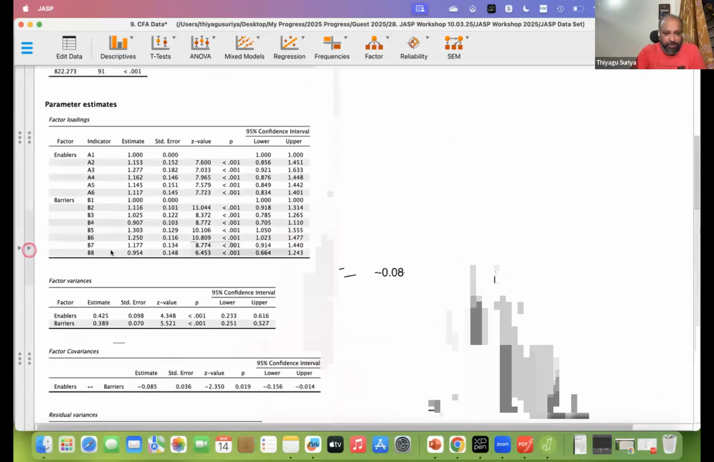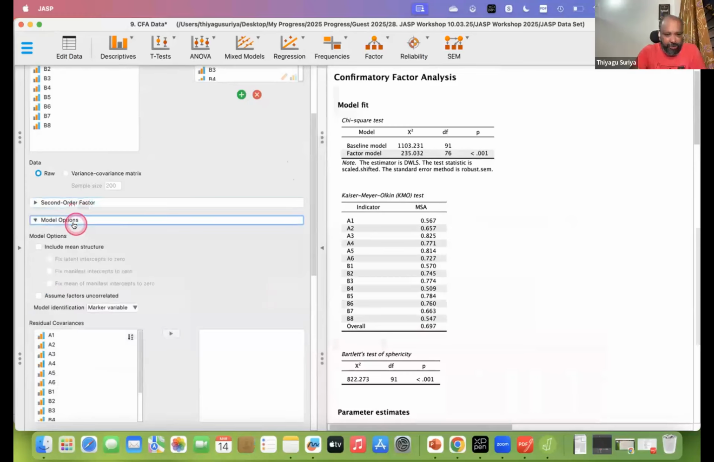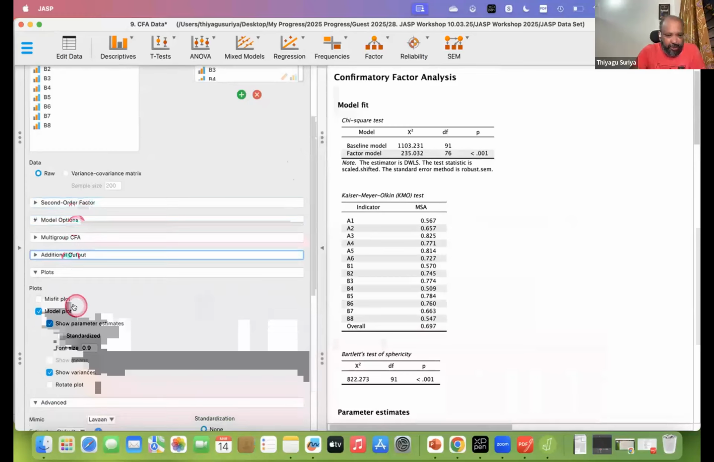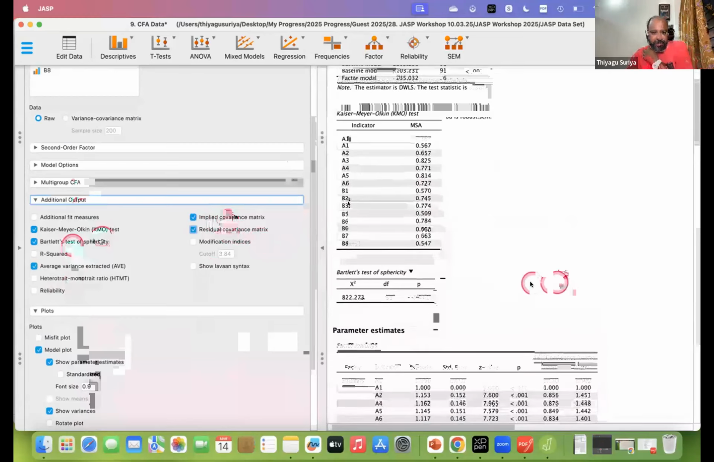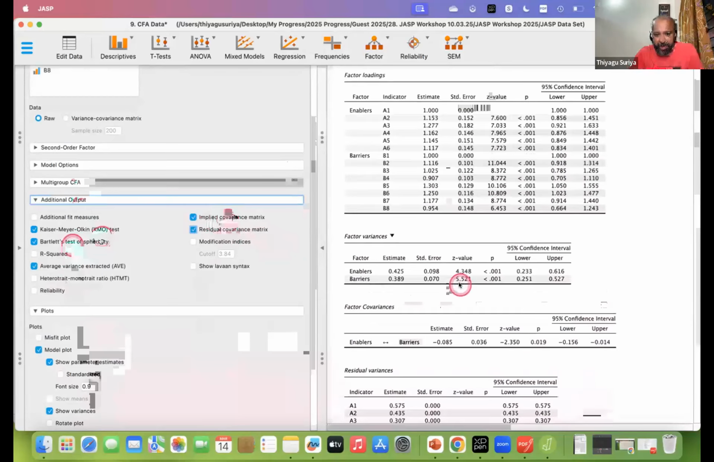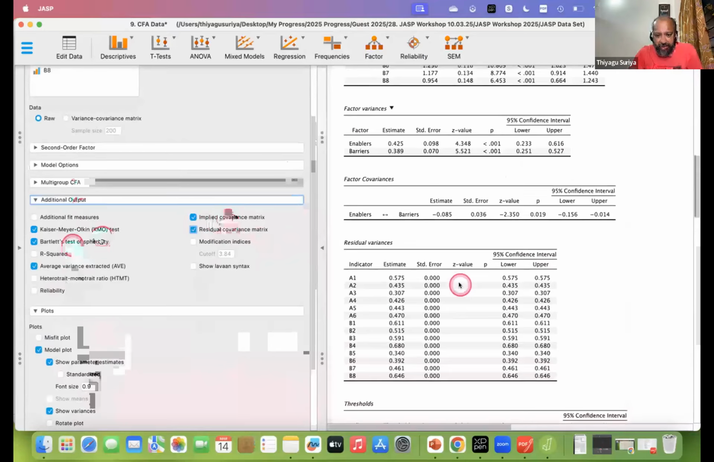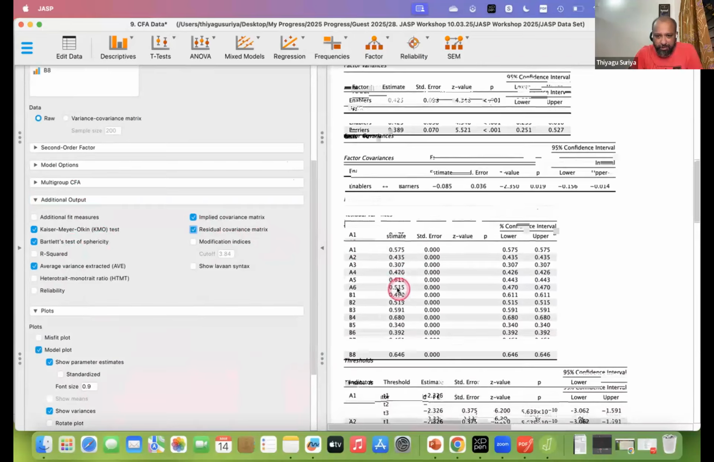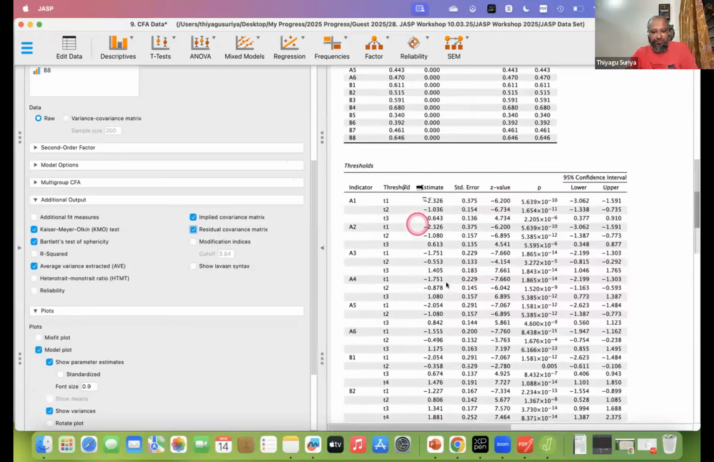Okay, I can enable another one. So we have to select some more also. Enabler, model options, no need. Additional output, reliability, residual covariance. Select the residual covariance matrix also, so implied residual covariance matrix. Now we have the matrix. Each time the scores may vary. Now A1 0.57. This is called residual variance. You can see this 0.57, 0.43.